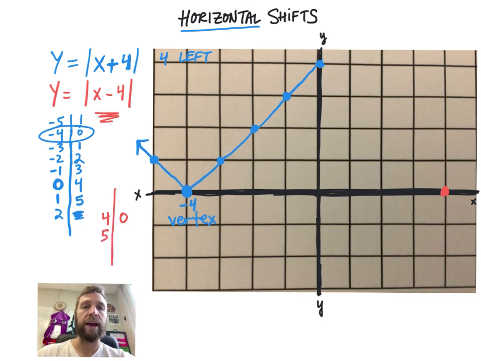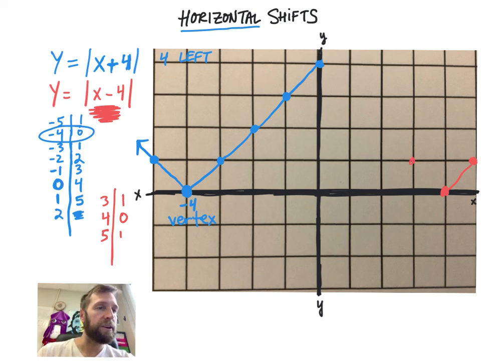Let's go ahead and plug in the point after it, 5. 5 minus 4 is 1. The absolute value is 1. Okay. Let's plug in the point before it, 3. 3 minus 4 is negative 1. The absolute value flips it to a positive 1.